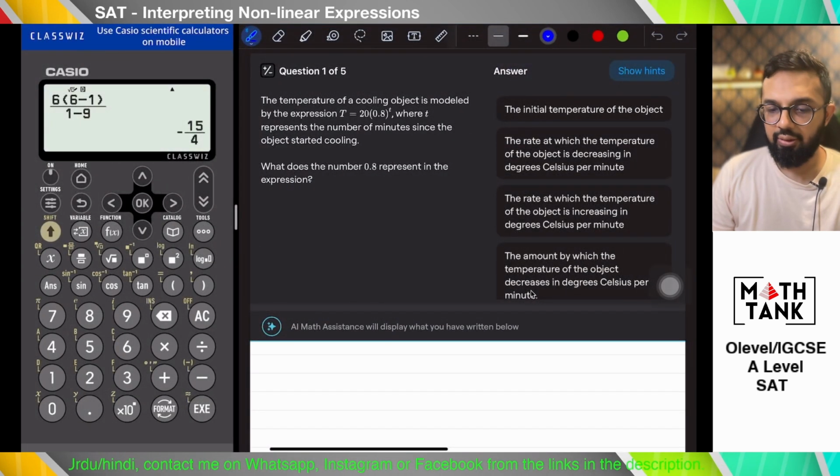Okay, welcome back to interpreting linear equations and non-linear expressions. This time we have medium level questions. Let's see what we have.